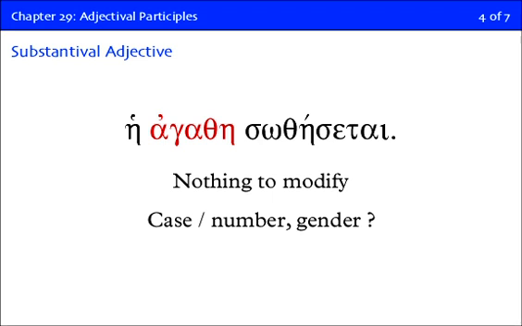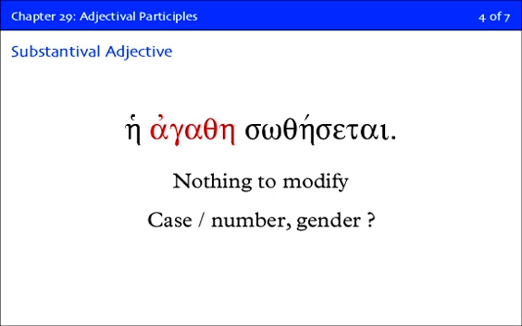What if you have hey agathe sothesatai? Well, you have an adjective, it's preceded by an article, but what's different in this construction? Right, there's nothing for it to modify. It's preceded by the article, but there's nothing for it to modify, and so the adjective must be functioning as a noun. Now, when an adjective functions as a noun, what determines its case? Use in a sentence, right. What determines its gender and number? Yeah, what it stands for, right.